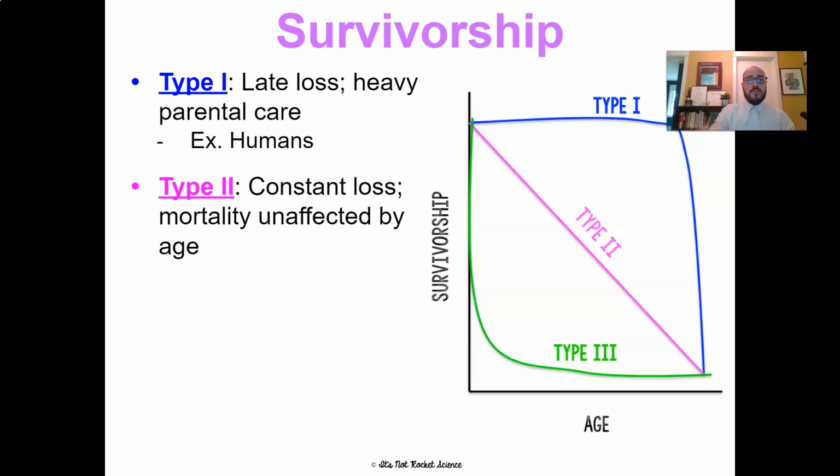So a type 2 survivorship curve is going to be constant loss. If you look at our graph here, this is basically a 50-50 chance of surviving at any point in your life, regardless of how old you are. So when it says mortality is unaffected by age, what that means is that as they age, it doesn't really change the likelihood of whether they're going to die or not.